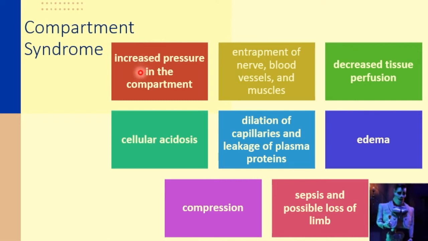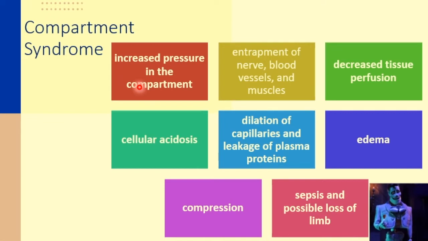This increased pressure class leads to entrapment of nerve, blood vessels, and muscles. Nerve and blood vessels, crucial. That would lead to decreased tissue perfusion. And because of the decreased tissue perfusion, cellular acidosis would occur. And because of the occurrence of your cellular acidosis, dilation of capillaries and leakage of plasma proteins would occur. With that, edema will occur. Okay, remember, proteins. And with edema, there will be further compression. And if there's an access for the bacteria, sepsis could possibly occur.